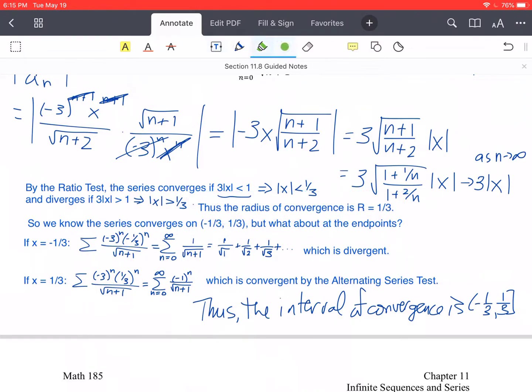Okay, so you can just take note of that. The radius of convergence is 1/3. The interval of convergence is negative 1/3 to positive 1/3.